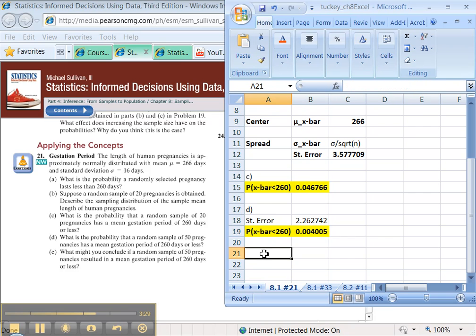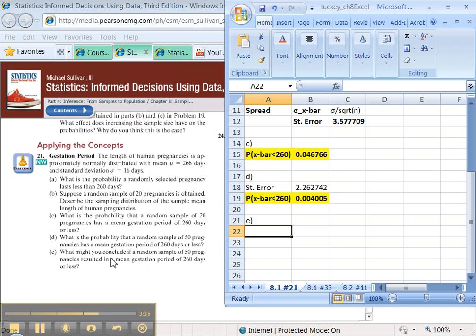This leads us to question E, which is a thinking question. It says, what might you conclude if a random sample of 50 pregnancies resulted in a mean gestation period of 260 days or less? For example, let's suppose you get 50 random pregnancies in Haiti right now. What could be going on? What could be some things that could be happening? It could be a biased sample. Maybe they were only able to look at X, Y, and Z.